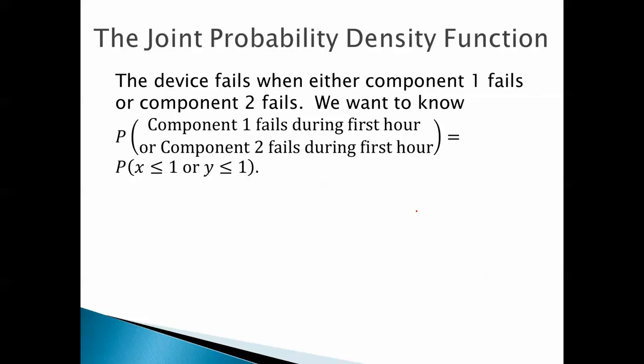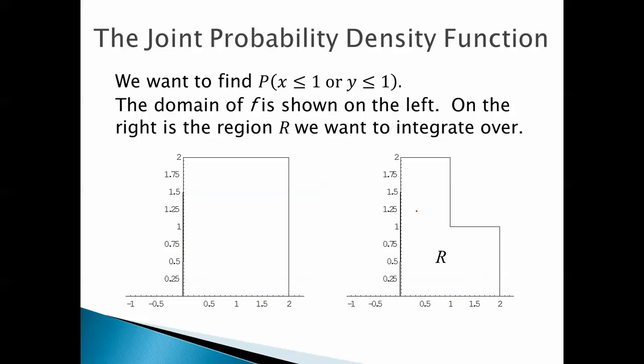Okay, so the device fails when either component 1 fails or component 2 fails. We want to know the probability that component 1 fails during the first hour or component 2 fails during the first hour, or of course both. So we're looking at the probability x is less than or equal to 1 or y is less than or equal to 1. In other words, we want to find the probability x is less than or equal to 1, y is less than or equal to 1.